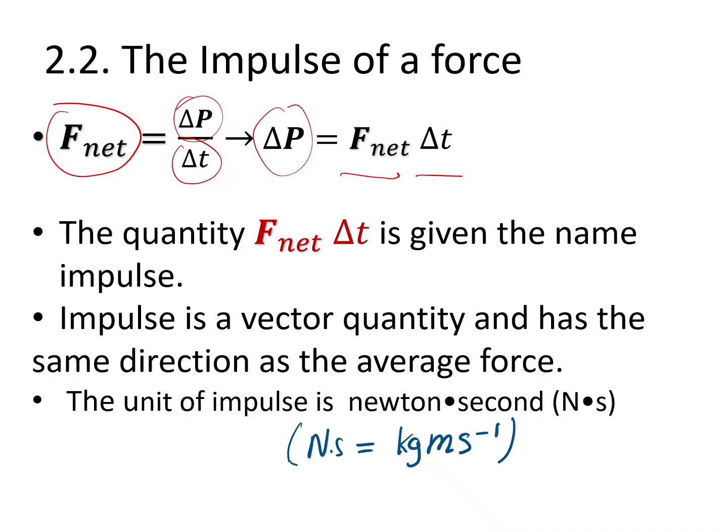Impulse is a vector quantity. It has the same direction as the average net force, and it points in the direction of the change in momentum. The unit of impulse is newton-second. This is equivalent to kilogram meter per second, which is the same as the unit of momentum, because impulse equals change in momentum.